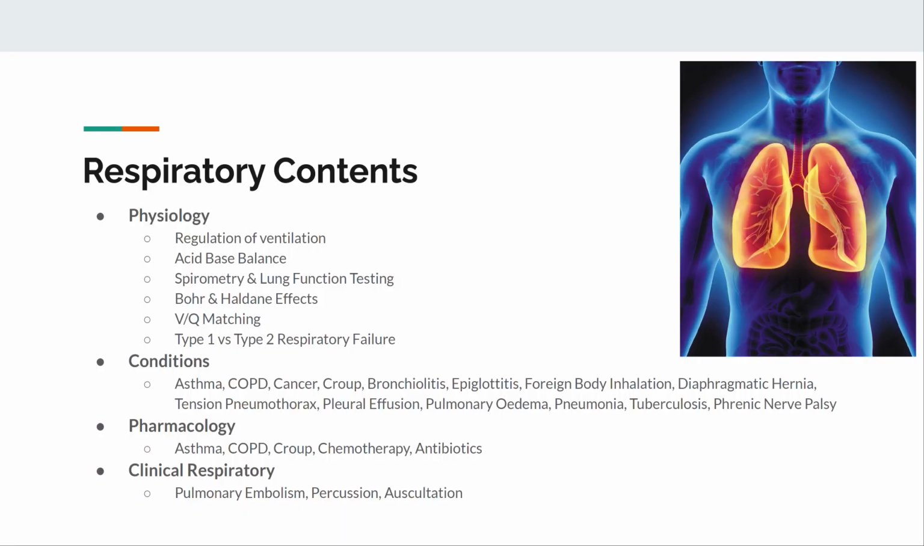So we're going to start talking about the lungs, covering the high yield pieces of physiology that could come up as MCQs, some of the conditions, pharmacology, and then finish off with some clinical pearls that might not totally be yield right now, but it would be good just to have heard some of these things now, so when you see it later, it'll make a bit more sense.